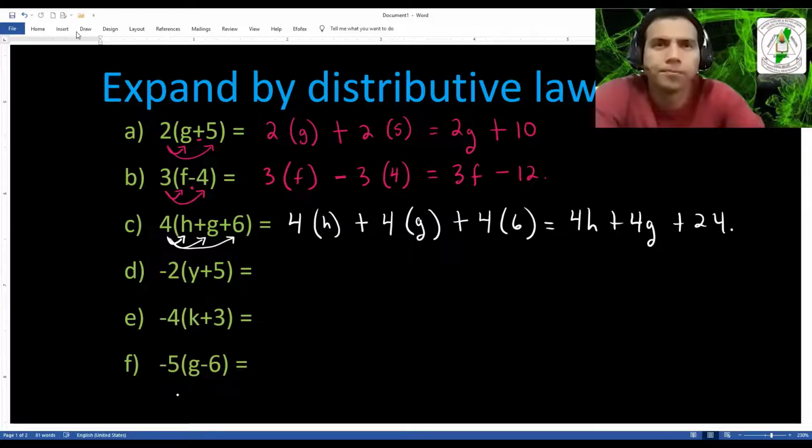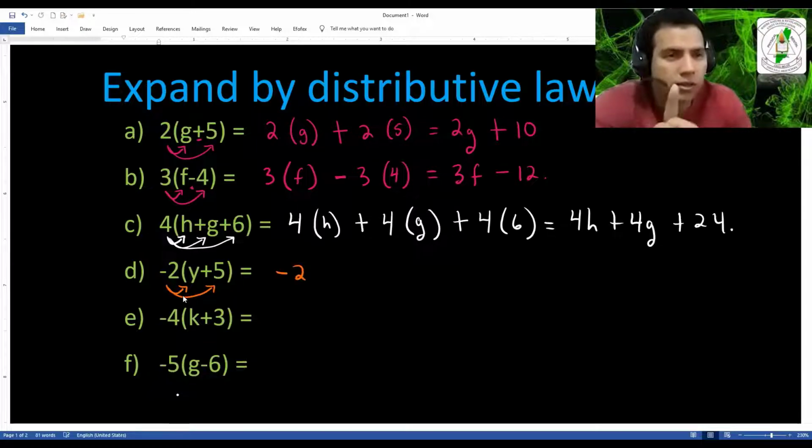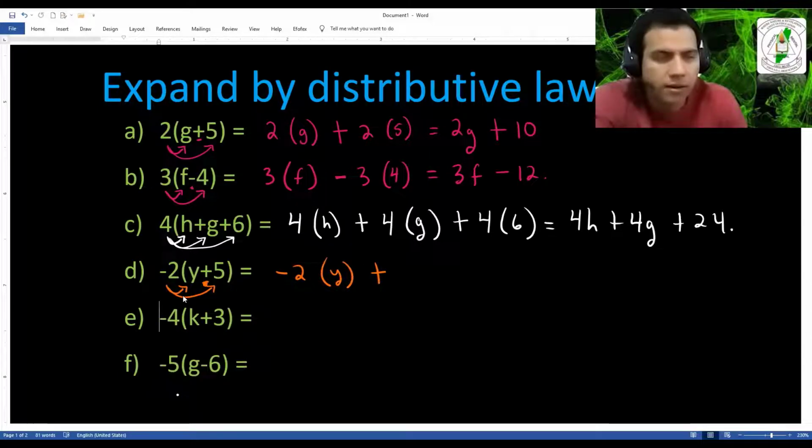In this example, we have a -2. You need to be very careful with that sign. So -2 times y and -2 times 5. So let us write -2. You need to use the negative that is outside. Please use the number outside. -2 times y. There's a plus in between, that's this plus here. Okay. Then -2, because remember the -2 is outside, so you need to write the sign times the 5.